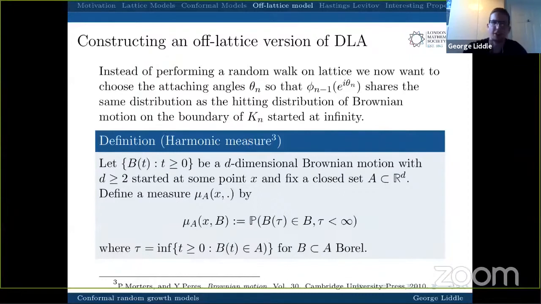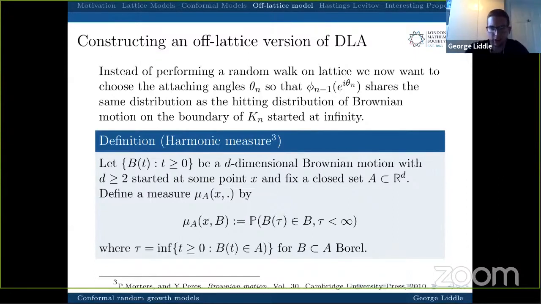So how do we actually pick the attaching angles so that we get harmonic measure, which is exactly this definition here, for those who haven't seen it before? If we've got a set A, starting at a point X, then the harmonic measure of a subset or a Borel set B of that set A is just the probability that the first time a Brownian motion hits is in that set B. So how do we actually choose the angles so that we get harmonic measure on the boundary of the cluster? Well, what that means is we need to choose the attaching angles so that phi-n minus 1 of e to the i theta n shares the same distribution as the hitting distribution of a Brownian motion on the boundary of a cluster.